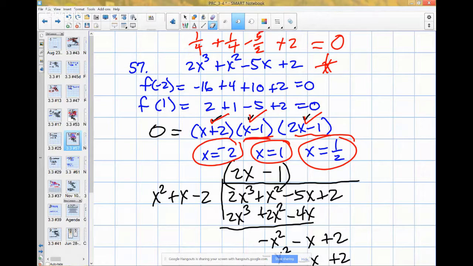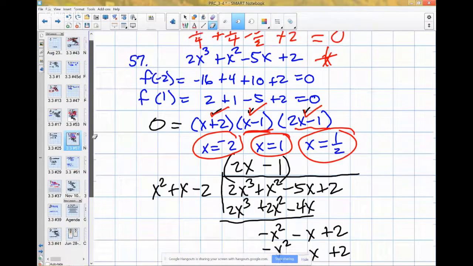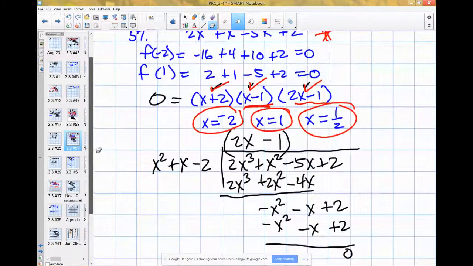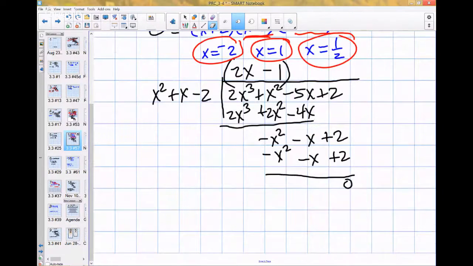Okay, let me think this through here. We found 3 factors already. We should be done. How can I check? Well, let's take these 3 and multiply them. I'm going to have to make some space here, so let me scroll down.